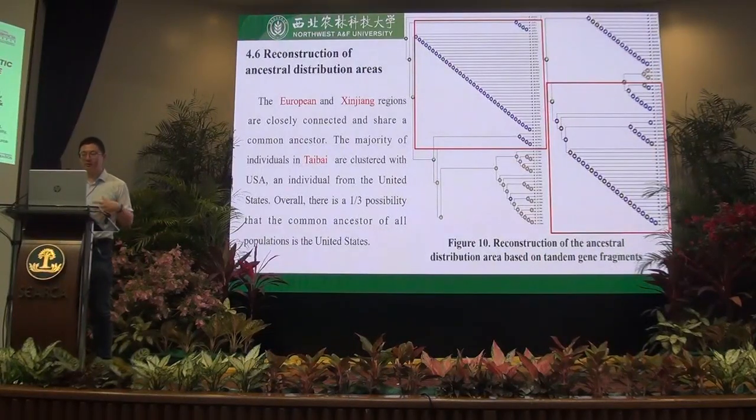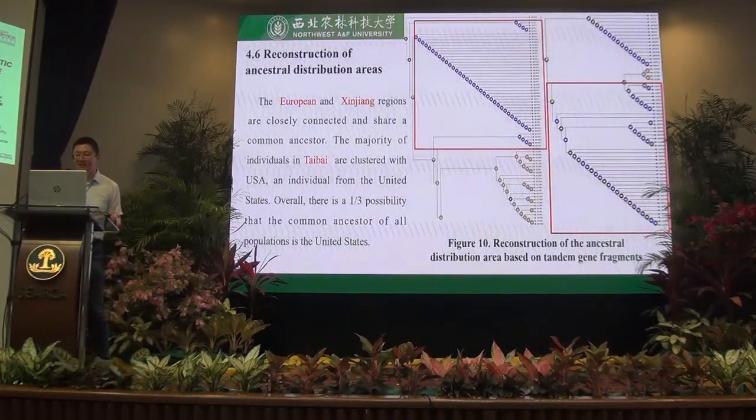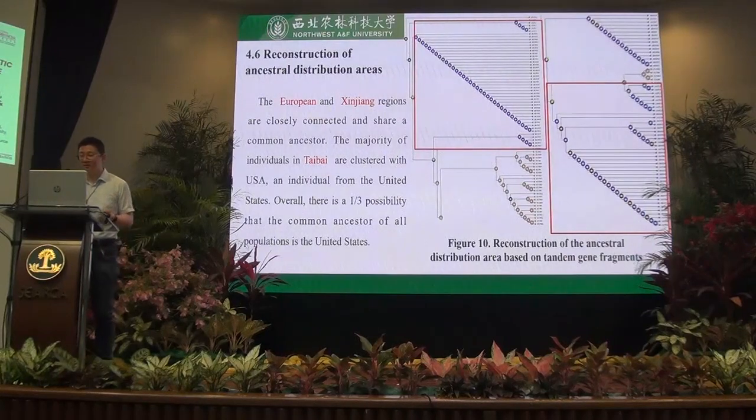And this is the reconstruction of ancestral distribution area. The European and the Xinjiang region are closely connected and share a common ancestor. The majority of individuals in Taiwan are clustered with individuals from the United States. Overall, there is a possibility that the common ancestor of all populations is the United States.